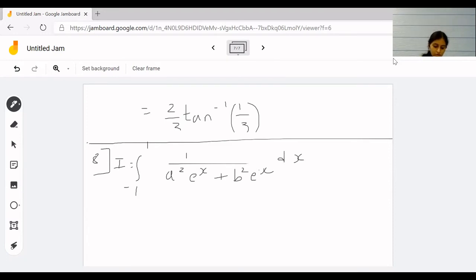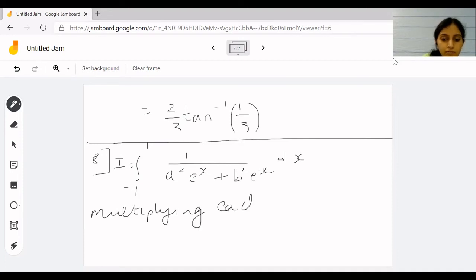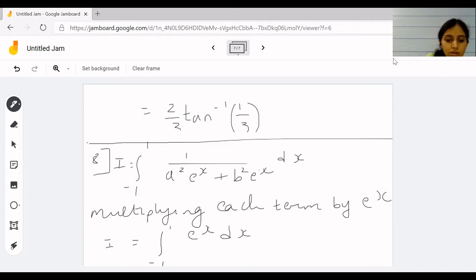Okay, so here we multiply each term by e raised to x. So I will be equal to integration from minus 1 to 1, e raised to x dx in the numerator, and the denominator will be a square e raised to x the whole square plus b square.